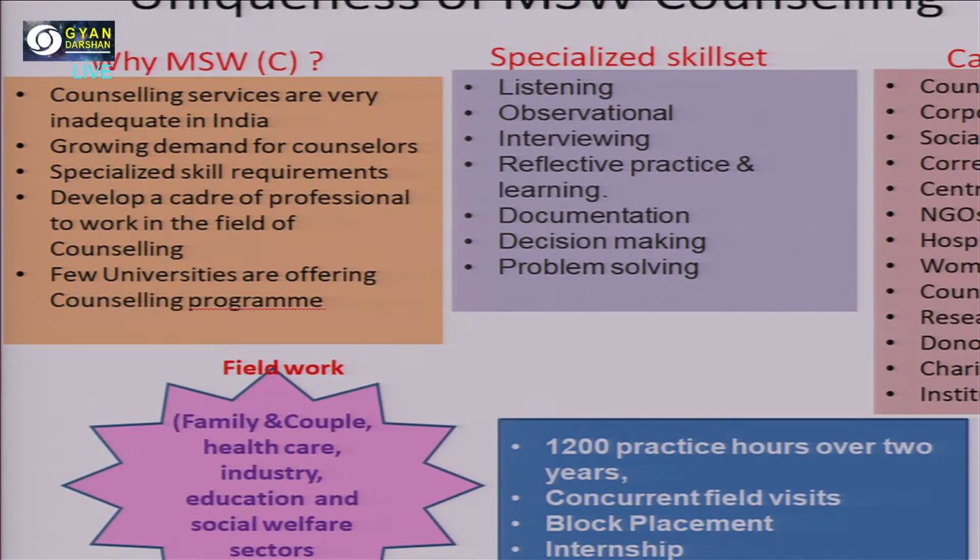Because as already discussed, when we say MSW counseling, counseling services are very inadequate in India. And there is also a growing demand for counselors. For example, many school counselors are required in all the schools. If you see in Kerala, all the government schools have school social workers. This should not happen only in one state; it should be in all the states. It has to be mandatory that all government schools, and private schools too, should have counselors, and more preference should be given to social workers.